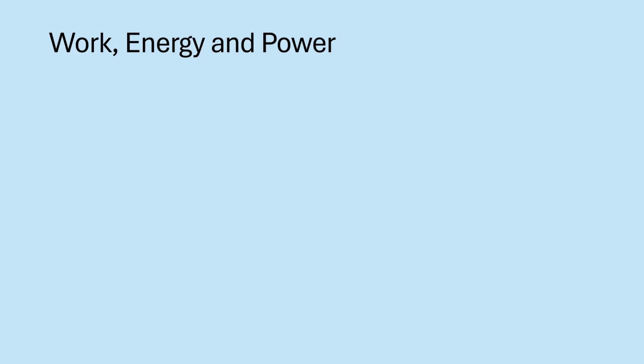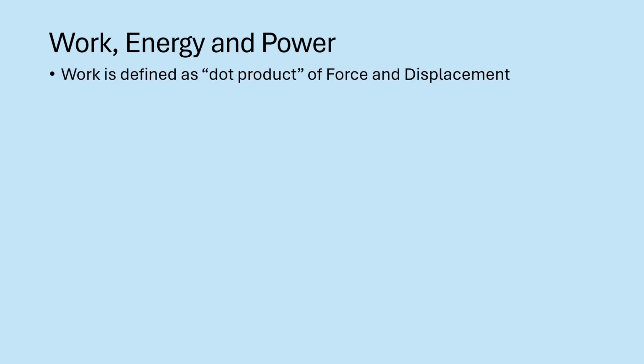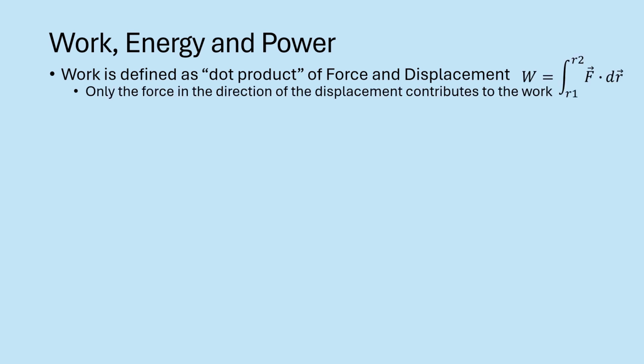Let's talk about work, energy, and power. Work is defined as the displacement of an object times the force in that direction. Mathematically, that's called a dot product. Remember, the force and displacement must be parallel for work to be done.